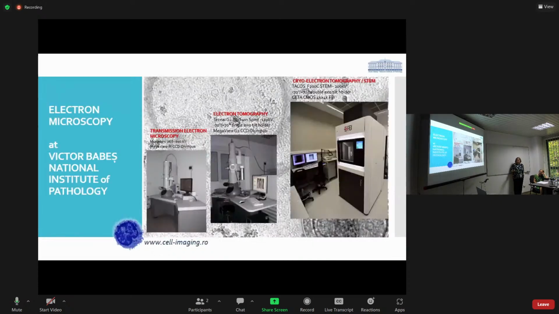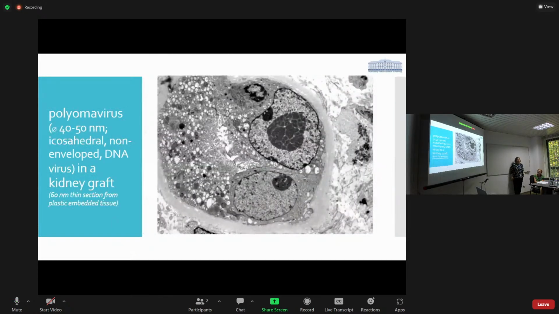We have 3 types of microscopes in the Victor Babeș Institute. The institute was built for Victor Babeș, in fact, when he came to Romania. We have a small one we use for diagnosis, mostly for kidney biopsy diagnosis, and 2 other more complicated ones, one with cryo capability. Our experience is not quite large with viruses or infectious diseases, mostly with kidney diseases.